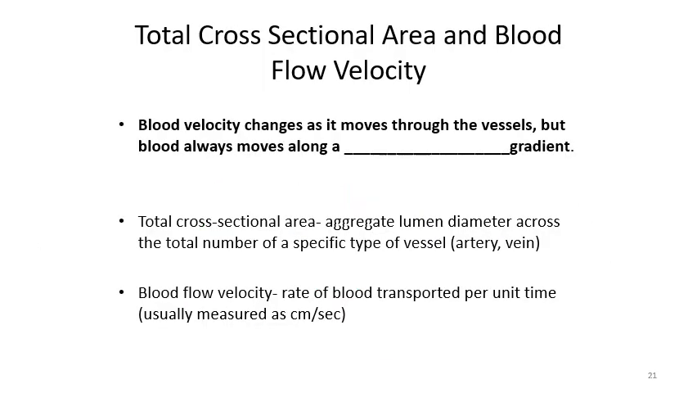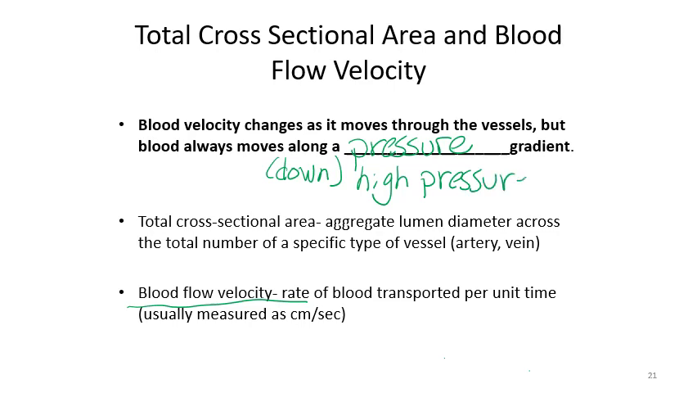All right, so now we've gotten kind of familiar with the kinds of vessels we have. We're going to move into talking about this concept of total cross-sectional area and then blood flow velocity. Again, velocity, guys, is basically speed. So it's the amount of blood per unit time. Blood flow velocity will change, but blood always goes along, or you could say down, a pressure gradient. Pressure is how hard something's pushing on its container. So if given a choice, a liquid like blood wants to go from high pressure to low pressure.